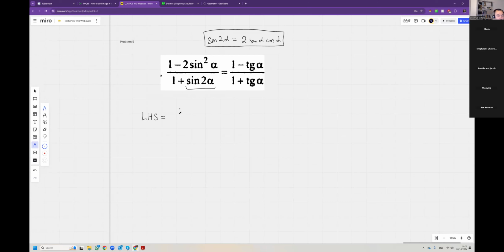Left-hand side is 1 minus 2 sine squared alpha divided by 1 plus, now straight away I can do 2 sine alpha cos alpha, equals.